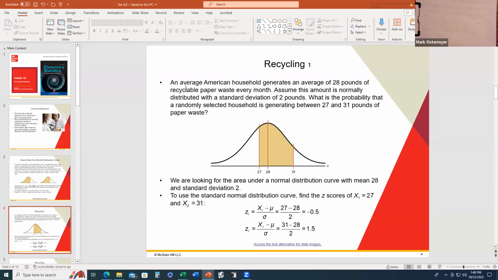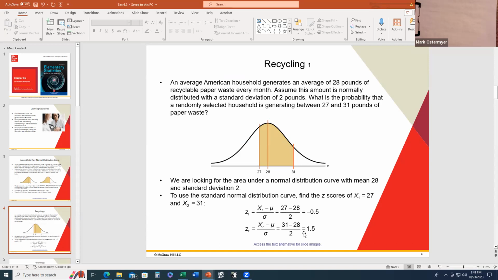If you look at this example, an average American household generates an average of 28 pounds of recyclable paper waste every month. Assume this amount is normally distributed with a standard deviation of 2 pounds. What is the probability that a randomly selected household is generating between 27 and 31 pounds of paper waste?